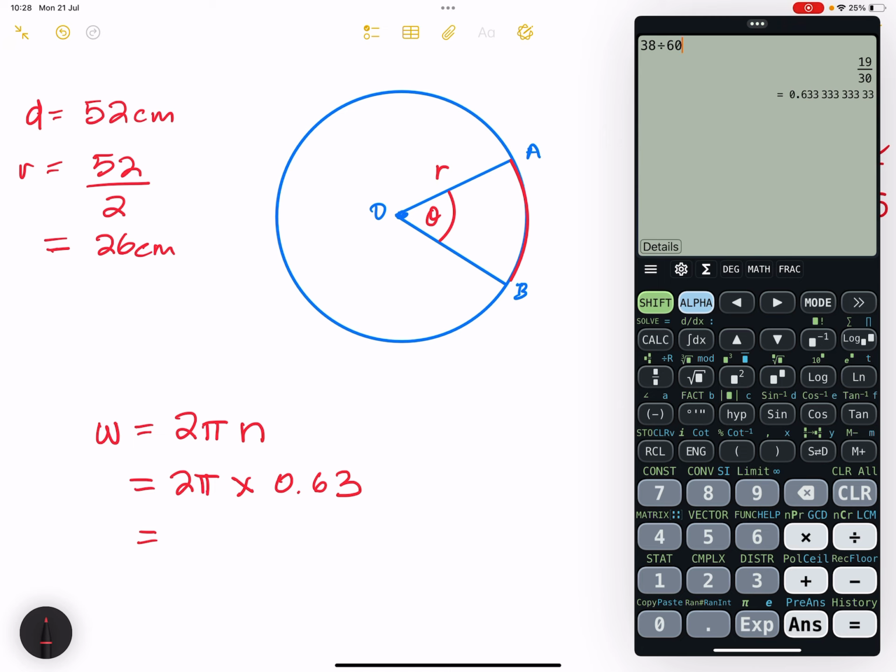Fortunately, I still have that answer, so it will be more accurate. That's multiplied by 2 pi. I get 3.998, so that's going to be 3.98. And please note, this value is measured in radians per second. That's the angular velocity.